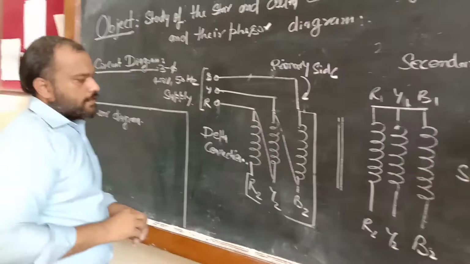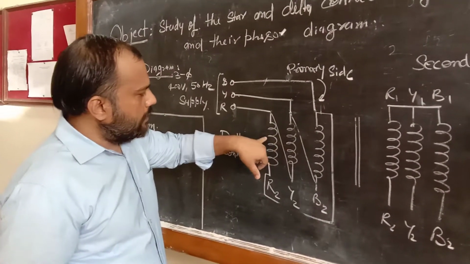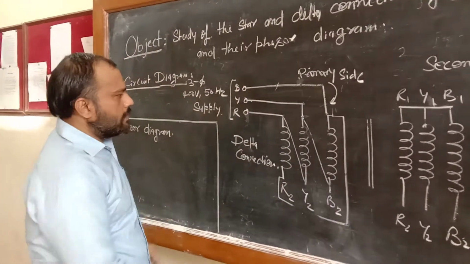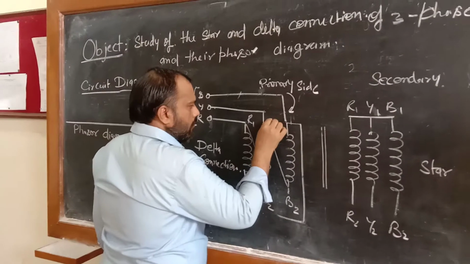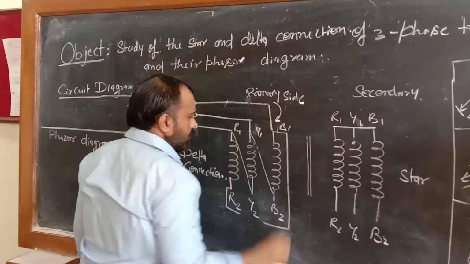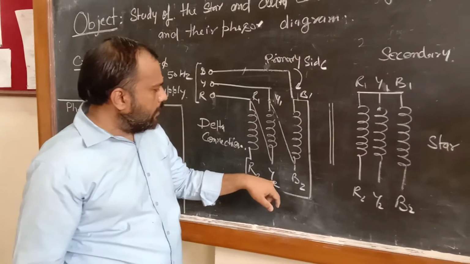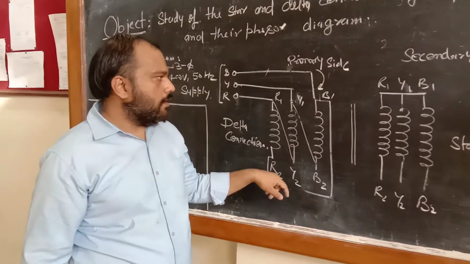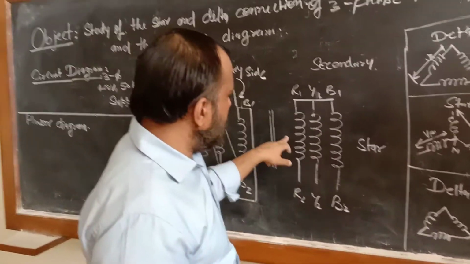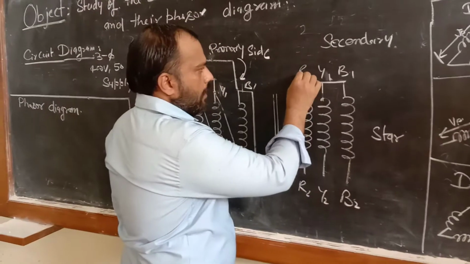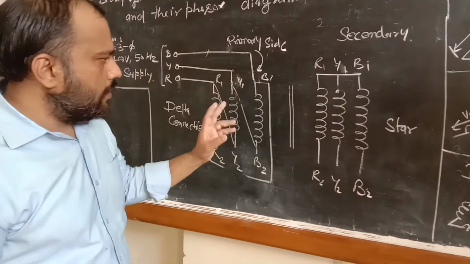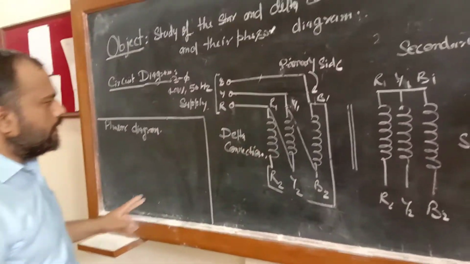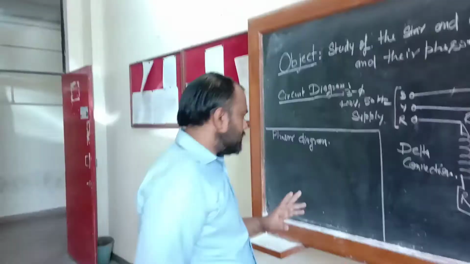Now, how to make this configuration? This is the first winding on the primary side, winding 1, winding 2, winding 3. This is R, Y, and B. So these terminals are R1, Y1, and B1. R1 is connected to Y2, Y1 is connected to B2, and B1 is connected to R2. This is your delta configuration, and this is your star configuration. Here R, Y, B, all three terminals are short circuited, and the supply may be connected depending on which one is primary and which one is secondary.